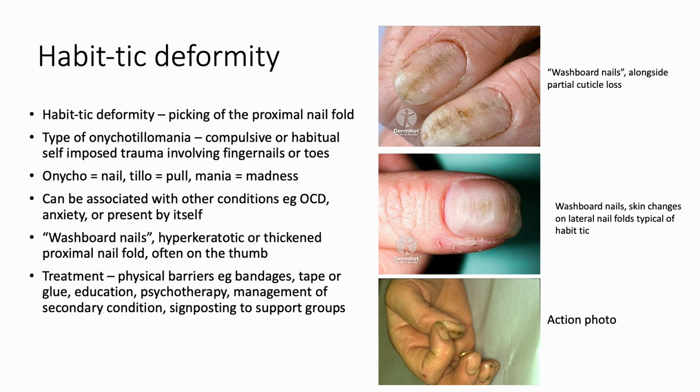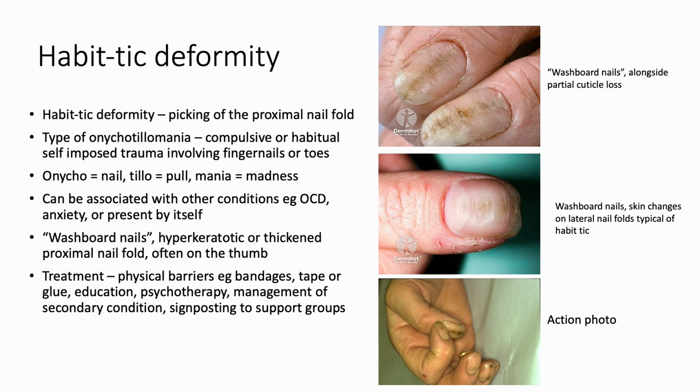Clinically, it would appear as washboard nails as shown in the photographs. This represents damage in the nail fold and hyperkeratosis of the proximal nail fold, and often affects the thumb and is asymmetrical. Complications include loss of the cuticle, superimposed infection with bacteria, viral or fungal, permanent nail dystrophy, and worsening of the underlying psychological condition. It is primarily a clinical diagnosis and may involve a mental state examination or assessment to help diagnose and guide management.